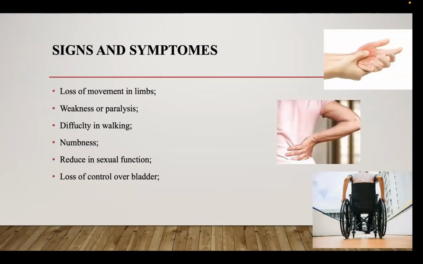These could be some of the signs and symptoms from our patients that may come to us or tell us what they're feeling. For instance, loss of movement in the limbs, weakness or paralysis, difficulty in walking, numbness, reduced sexual function, and loss of control of the bladder. As doctors, we may group them according to whether it's a complete or incomplete type of injury. Continuing.